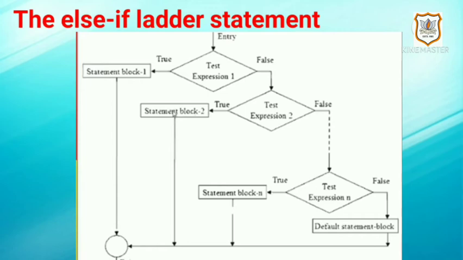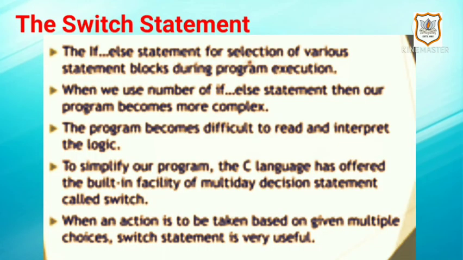The test expressions are evaluated from the top to bottom in the ladder. When any test expression in a ladder is evaluated to true, the associated statement block is executed, after which control is transferred to the program statement, skipping the rest of the ladder. When all the test expressions are evaluated to false, then control is transferred to the default statement block of a final else. Last topic is the switch statement.